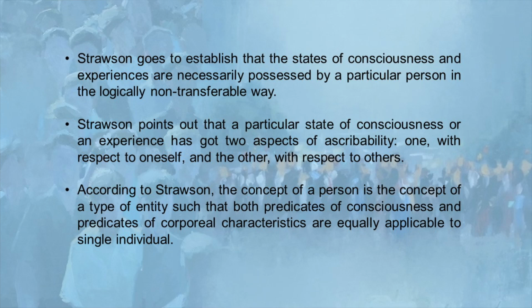Sixthly, Strawson points out that a particular state of consciousness or an experience has two aspects of ascribability, one with respect to oneself and the other with respect to others. Next, according to Strawson, the concept of a person is the concept of a type of entity such that both predicates of consciousness and predicates of corporeal characteristics are equally applicable to a single individual.